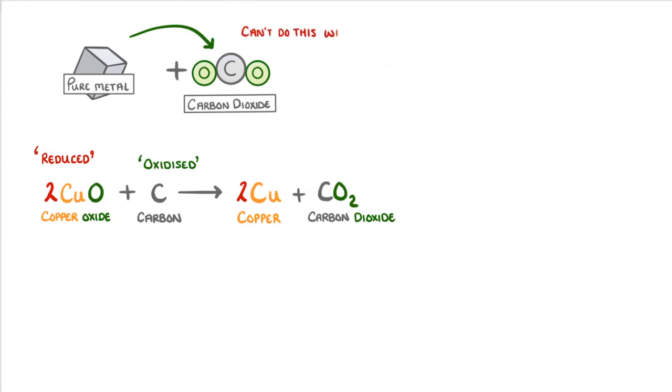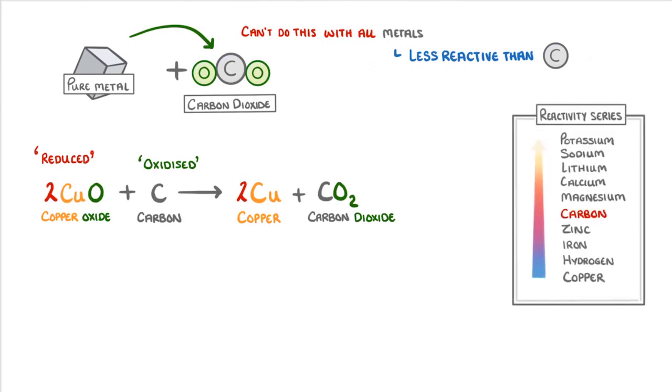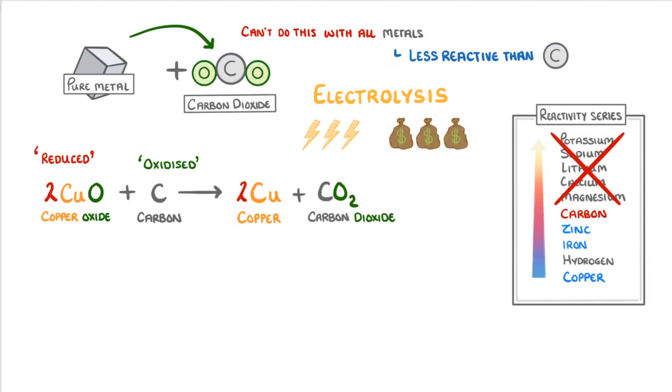Unfortunately though, we can't do this with all metals, only the ones that are less reactive than carbon. And this is the reason why we place carbon in our reactivity series. We can see from this list that we can use the reduction with carbon technique to extract zinc, iron and copper from their oxides. But we couldn't extract any of these more reactive metals. For these ones, we'd have to use a process called electrolysis, which we'll cover in another video, but basically requires loads of energy and so is really expensive.